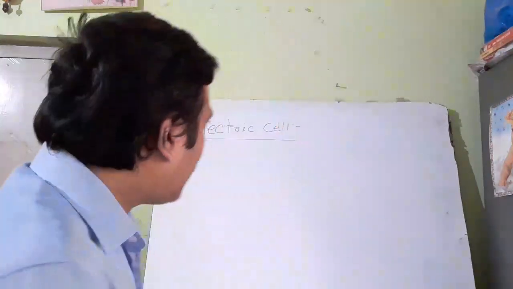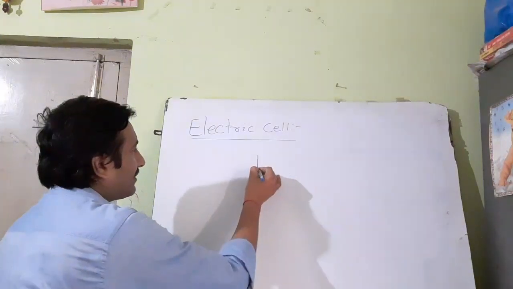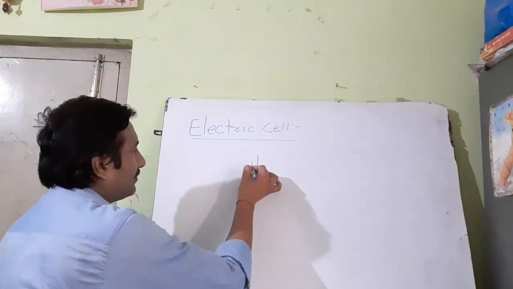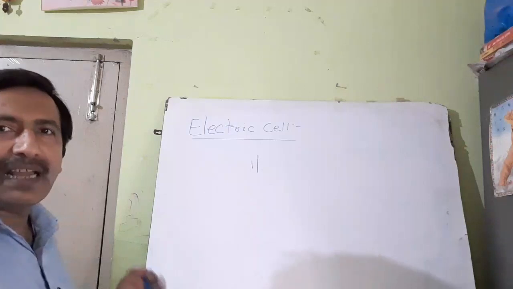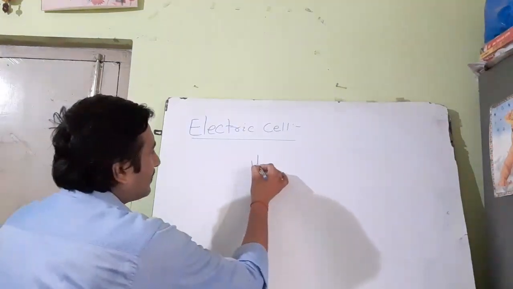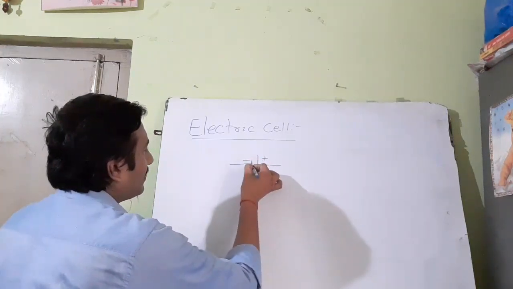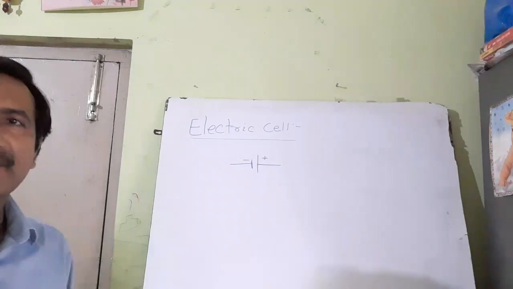Okay, you have the idea about its symbol. It has two vertical lines. One line is longer than the other line. This longer line is said to be the positive terminal and the shorter line is said to be the negative terminal of the cell. So this is the brief description of an electric cell.